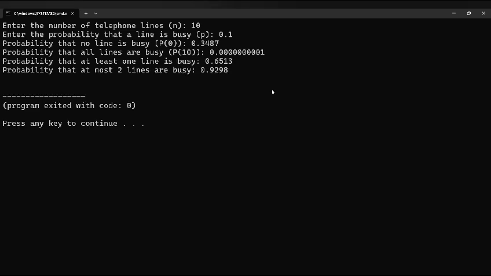Probability that no line is busy equals 0.3487. Probability that all lines are busy equals 0.1 to the power of 10. Probability that at least one line is busy equals 0.6513. Probability that at most 2 lines are busy equals 0.9298.